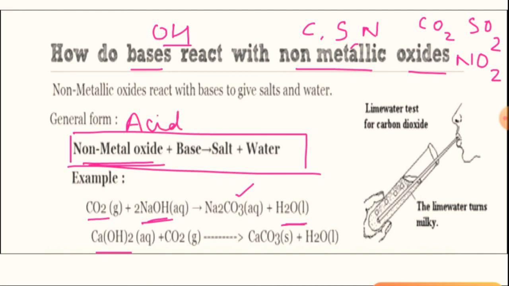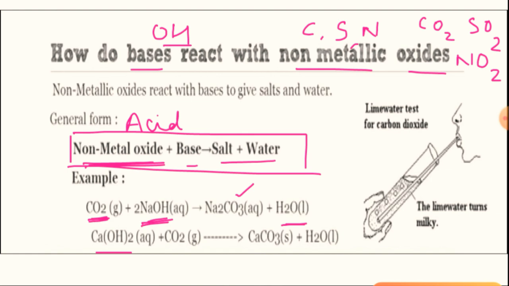So this is again an acid-base reaction. We have done the acid-base reaction: in an acid-base reaction we get salt and water. The same thing we are getting here, salt and water, because non-metal oxides are acidic in nature, and this acid is reacting with a base. Okay, so they are also producing salt and water. So carbon dioxide here is the non-metal oxide, and this is a base.